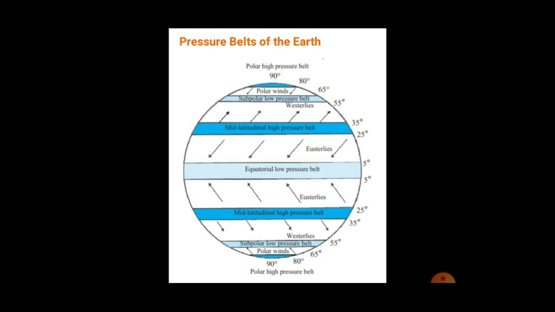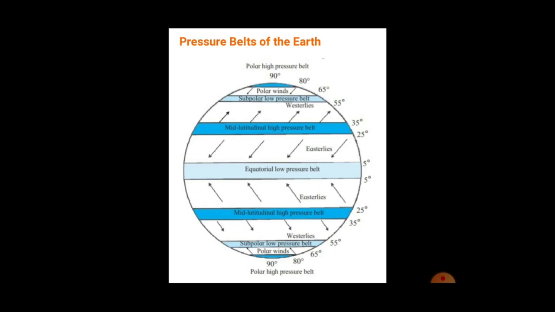The equatorial low pressure belt is located on either side of the equator in a zone extending between 5 degree north and 5 degree south latitudes. So, you know, the equatorial region is the hottest region of the earth. Hence, the air in this region heats up, expands and becomes lighter. After that, this light air rises, creating a low pressure belt in this region.